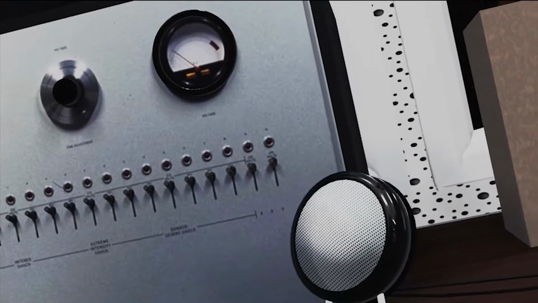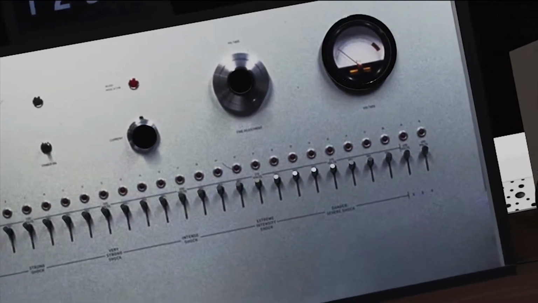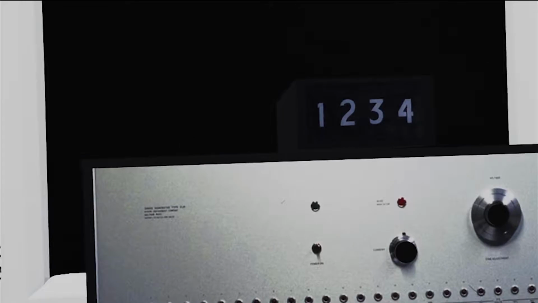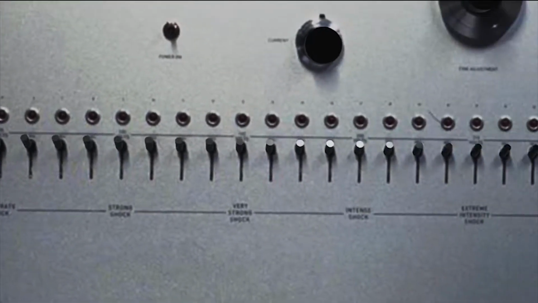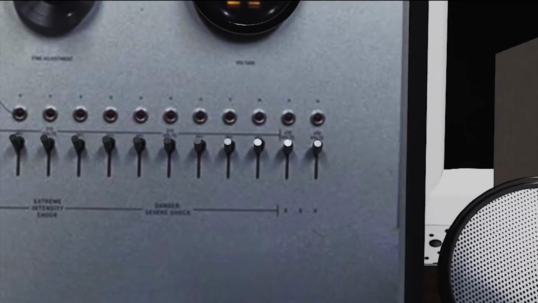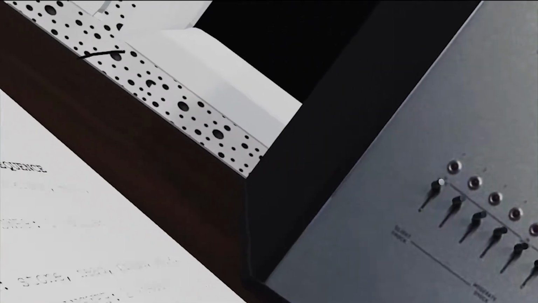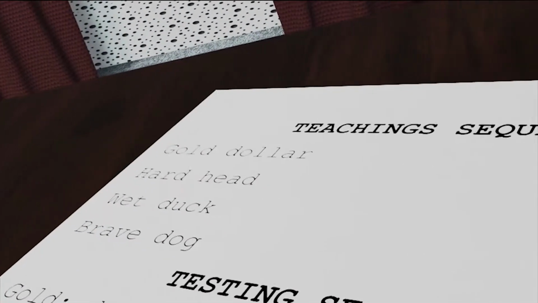Now the machine has a number of switches labelled in increments of 15 volts going up to 450 volts, and under each number is a category that goes from mild shock to danger, severe shock, and the final category is just XXX. The participant is given the instructions for the memory test and then reads out a series of word pairs, which is the teaching phase of the experiment.